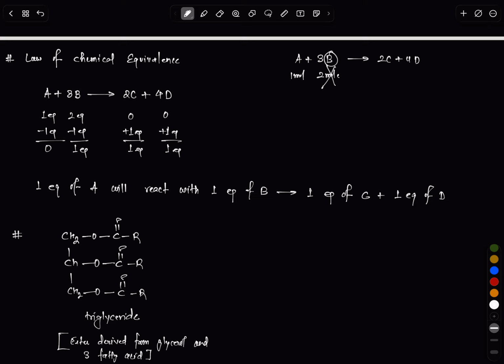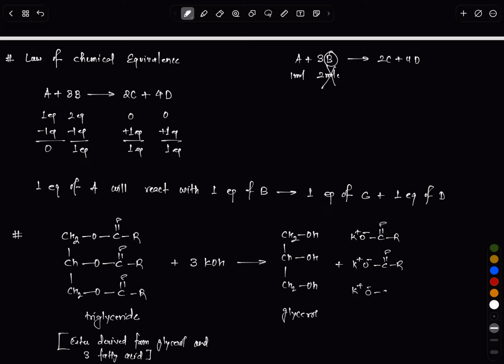Actually, this fatty acid is responsible for the reaction of fat or oil with what? NaOH or KOH, right? So it will react with KOH and it will form glycerol, this is what glycerol, and it will form potassium salt of fatty acid.